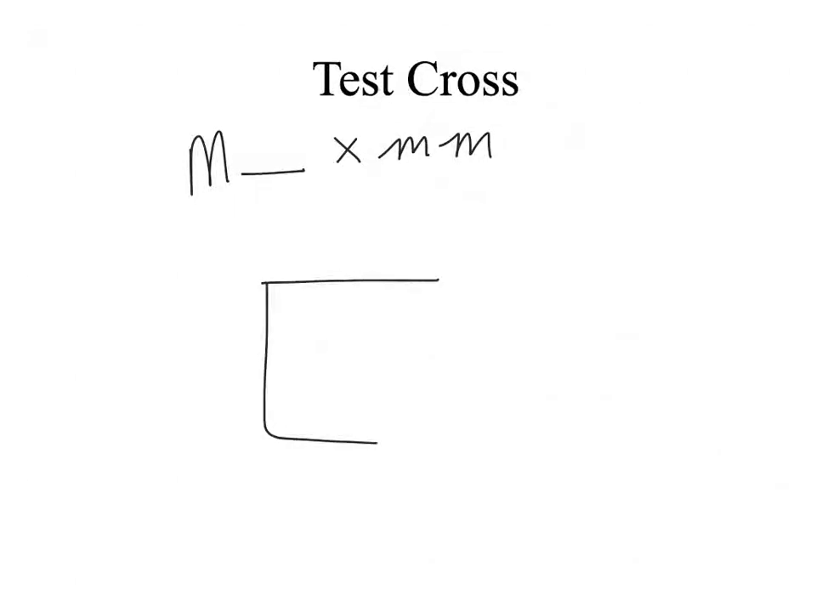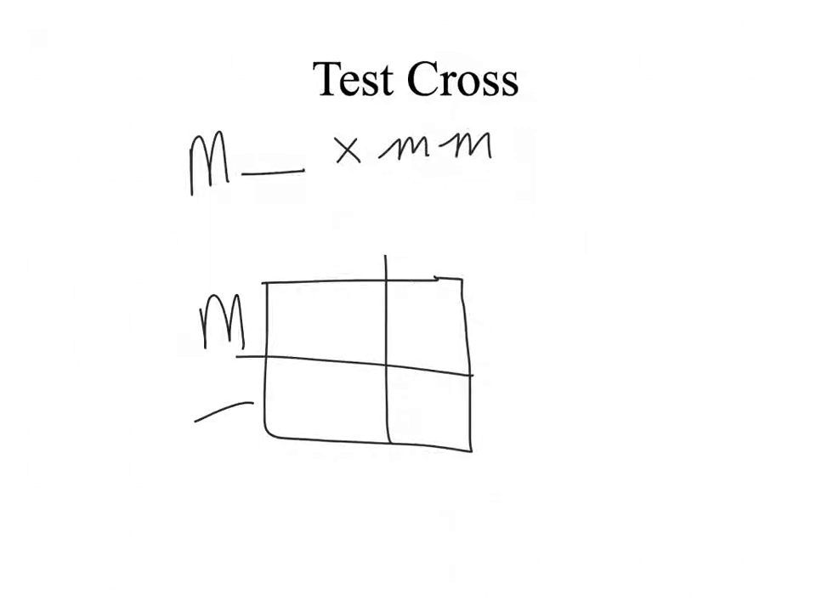To run this test cross and determine what is going on, we will use a Punnett square. So our cross so far is big M blank times little m, little m. We can use a Punnett square and fill in what we know to get started. Dad's genotype is big M blank. Mom's genotype is little m, little m. We can fill in the top half of our Punnett square, big M, blank, big M, blank. And we know that mom will always give little m's to the offspring.